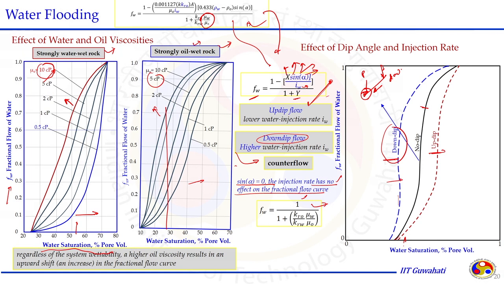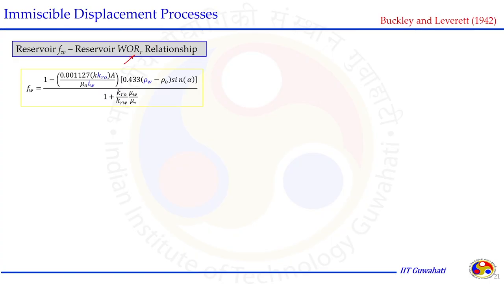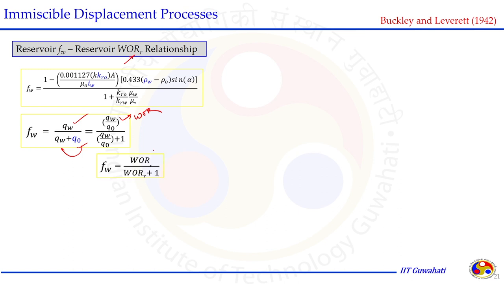And that is the case we already discussed, depending on the viscosity and the relative permeability of both the phases. Now, the immiscible displacement process can be utilized to get the relationship between different parameters. I'll just list some of them quickly. So the reservoir Fw and the WOR, that is the water oil ratio, can be established. We have this equation for the Fw. By the definition of Fw, we can write for the water and for the oil. If we divide this by the oil, we will get the fraction Qw by Qo, and this Qw by Qo is actually WOR, the water oil ratio. We can replace that. So we have established the relationship between the fractional flow and the WOR.